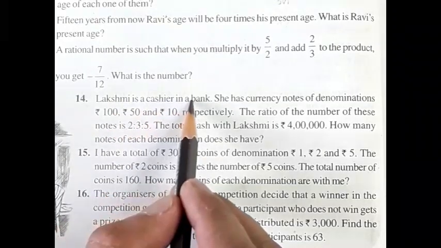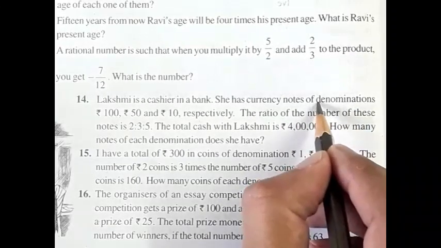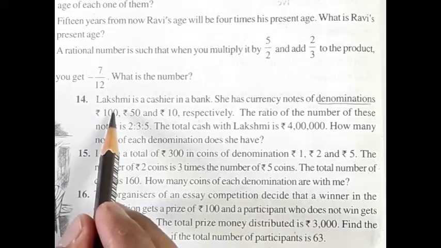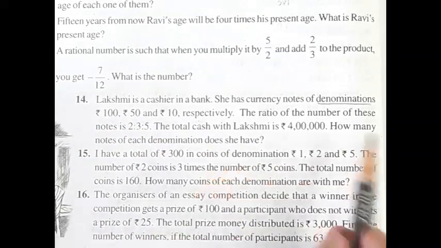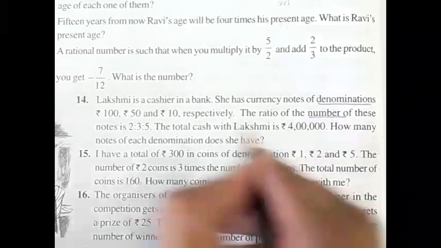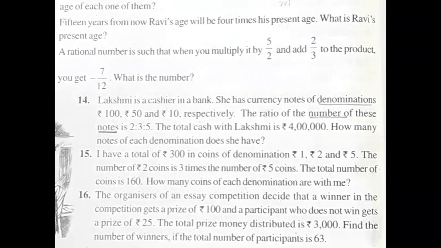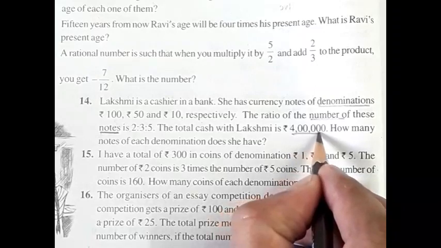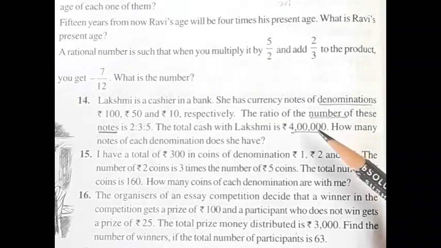So, Lakshmi is a cashier in a bank. She has currency notes of denominations. In this, the word denominations is very much important. So, denominations pointing to rupees 100, rupees 50, and rupees 10 respectively. The ratio of number of notes is 2 is to 3 is to 5, and the total cash with Lakshmi is rupees 4 lakh. So they gave denominations, number of notes, and total cash.